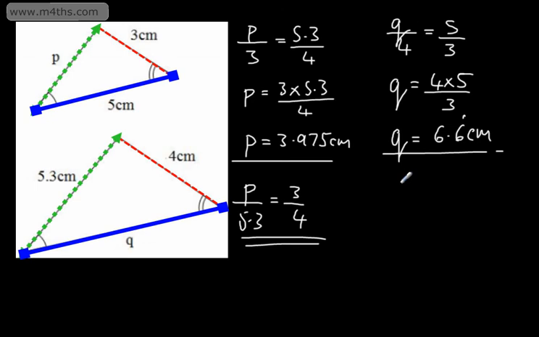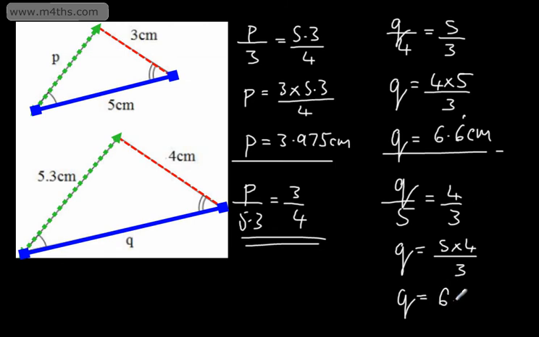Of course, I could have done Q over 5 is equal now to 4 over 3, multiplying both sides by 5. Q is equal to 5 times by 4 over 3. Q is equal to 20 over 3, which is 6.6 recurring centimetres. What I don't really want to do is deal with bringing in P, this idea of P, put in 3.975. We could check that it works, don't get me wrong, but I wouldn't use an answer I found if they're giving me that information. So we found this to be 3.975.